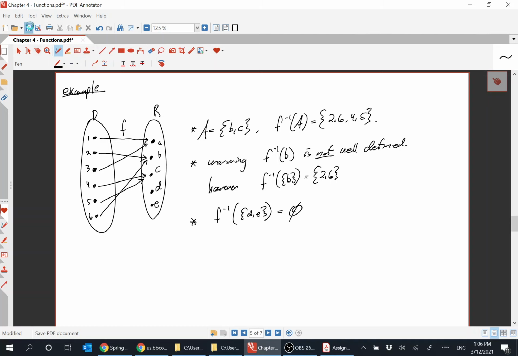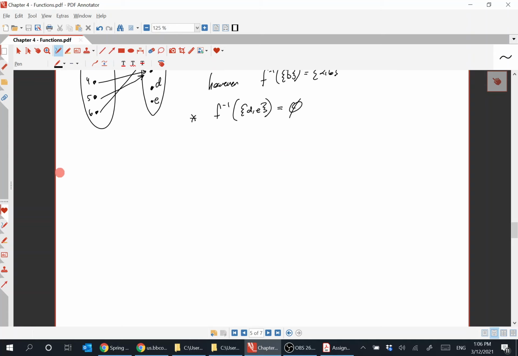All right. Preimage is much more well behaved than image. So let's prove that the preimage of A intersection the preimage of B is equal to the preimage of A intersection B.